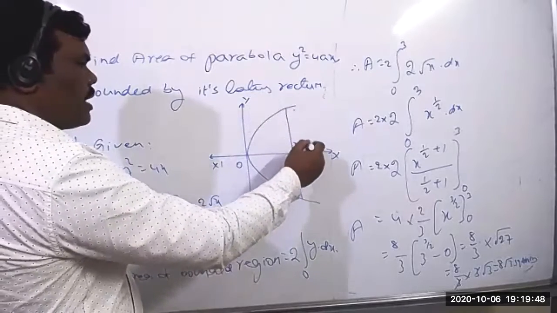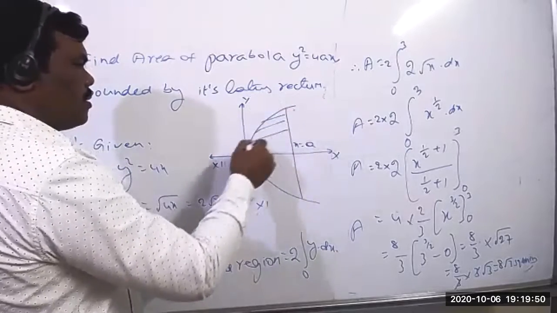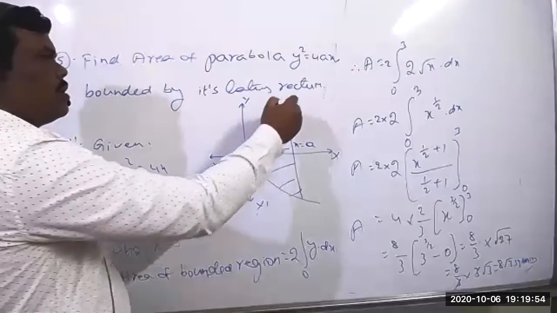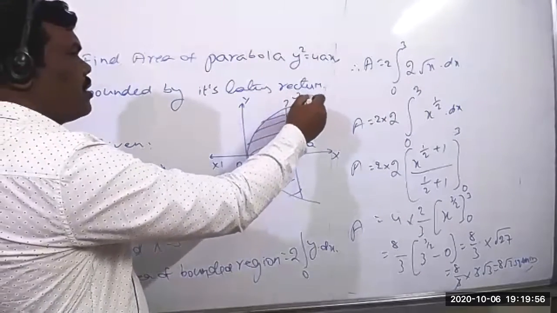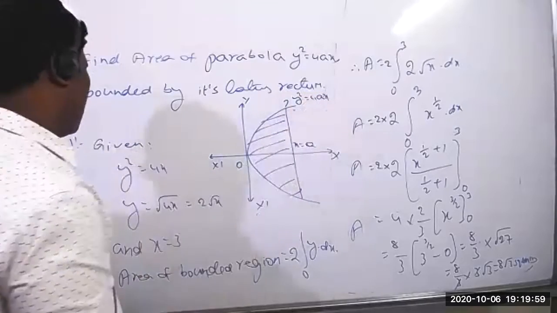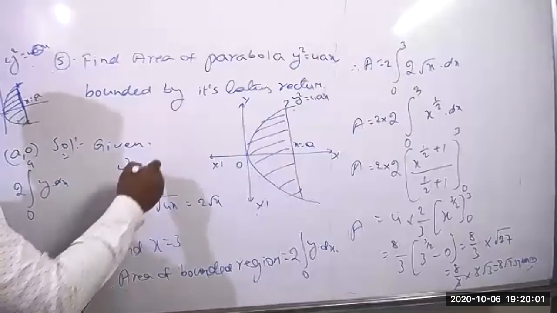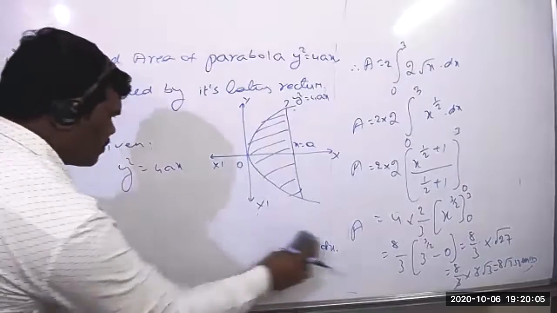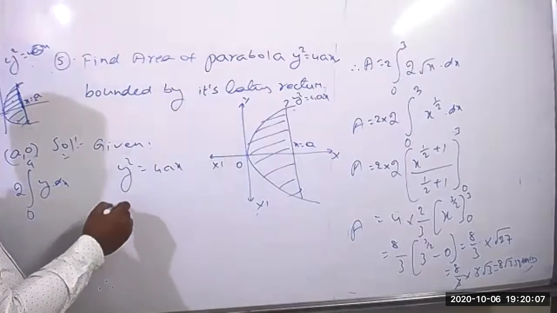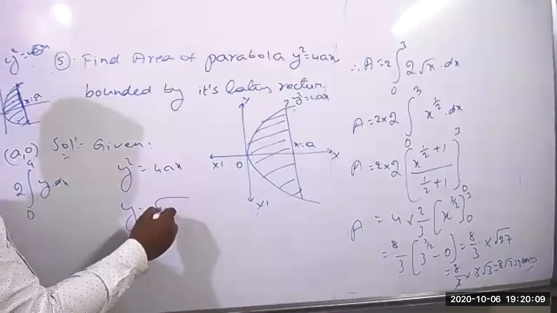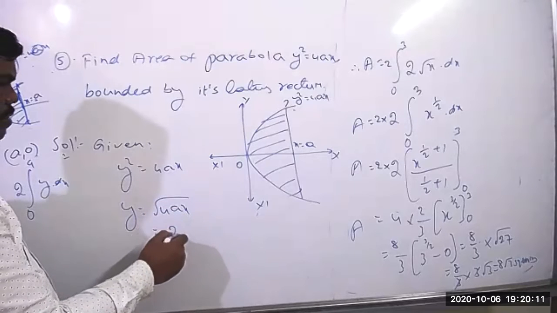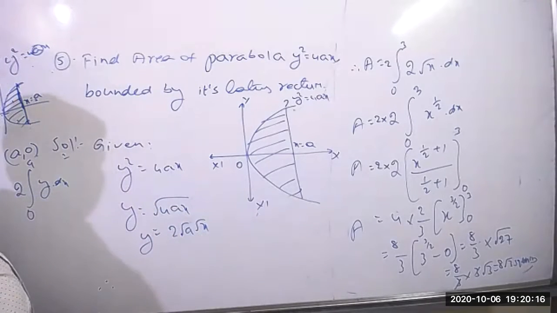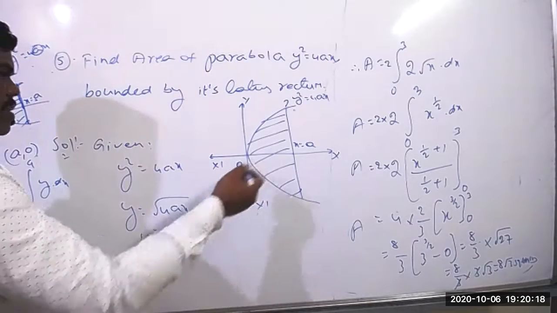This is x equal to a. This area we require now. So this parabola is y square equal to 4ax, given here. So the value of y equal to root of 4ax, so 2 into root a into root x. And one more thing is given: x equal to a.